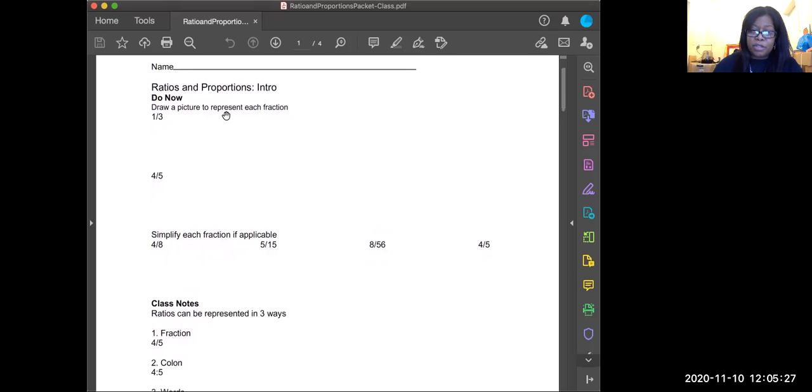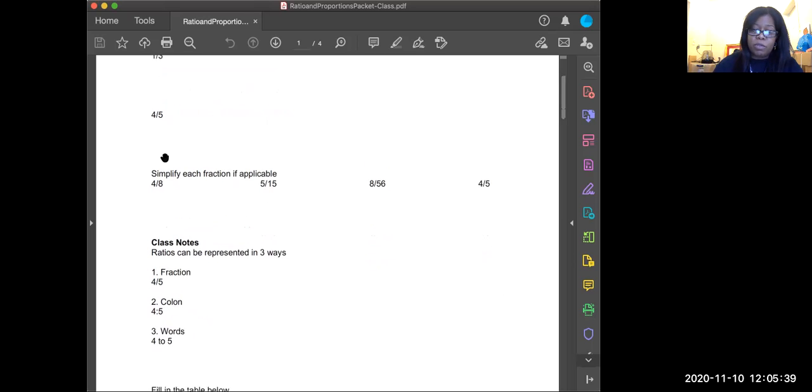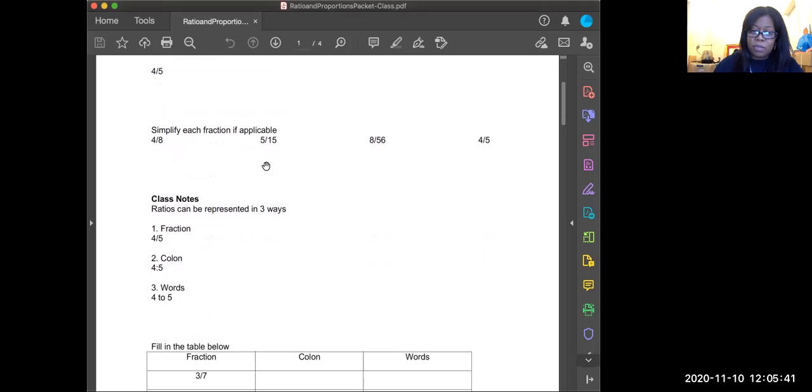What we want you to do is draw a picture to represent each fraction. And that is easy. You could draw circles, you can draw rectangles. We just want you to draw something that represents 1/3 and 4/5. You move into the next section, we want you to simplify each fraction if it can be simplified.